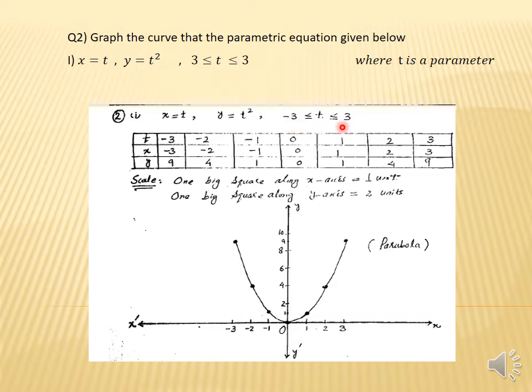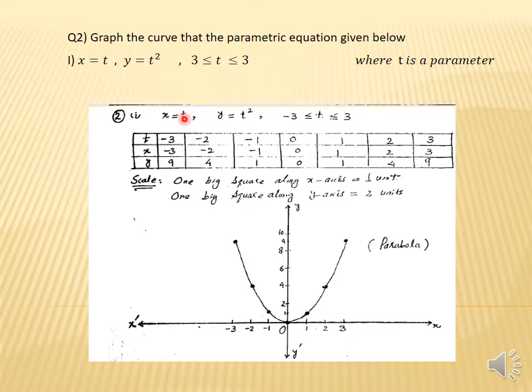What is the domain given? -3 to 3. That is, we only choose those values which lie on the interval -3 to 3. And -3 is also included and 3 is also included, because it is less than or equal to 3, so 3 is included, and greater than or equal to -3, so -3 is included. So student, if you put -3 in t, then we get -3.